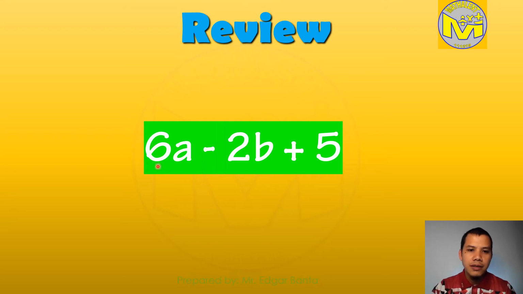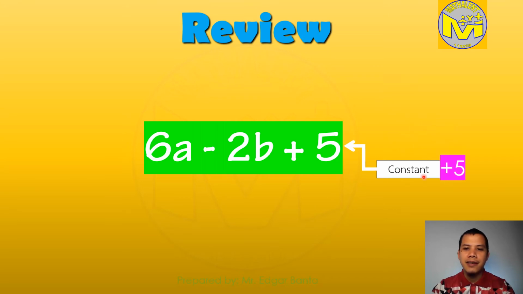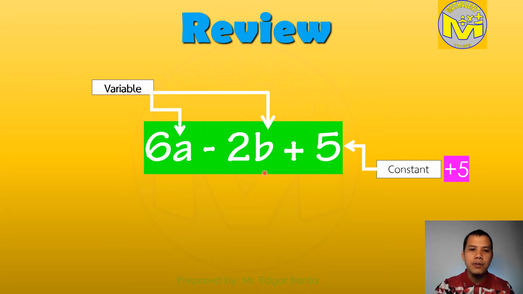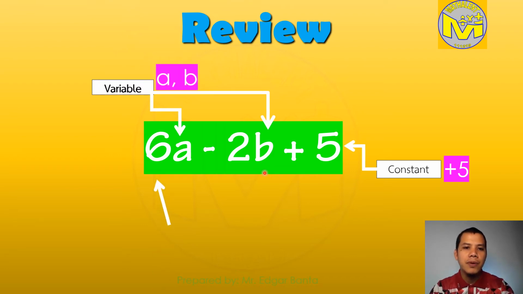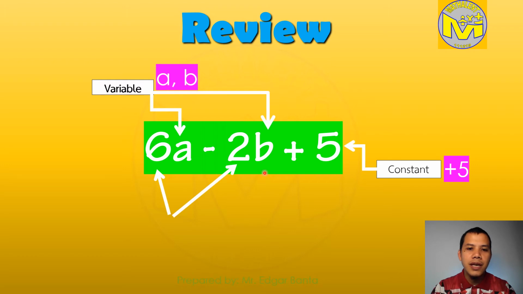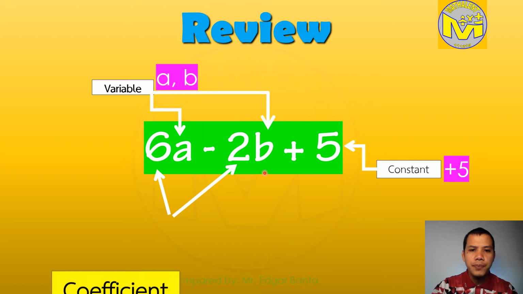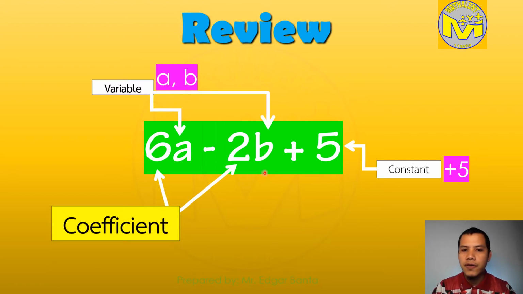Next, what is 6? What is A? What is minus 2? What is B? And what is plus 5? First, what is 5 or plus 5? Remember, that is called a constant. The plus 5 is a constant. What are these two, A and B? Do you remember? They are called variables. A and B are variables. And we have 6 and 2 pointed by the arrow, those are coefficients. So those are the lessons that we have learned in the past.